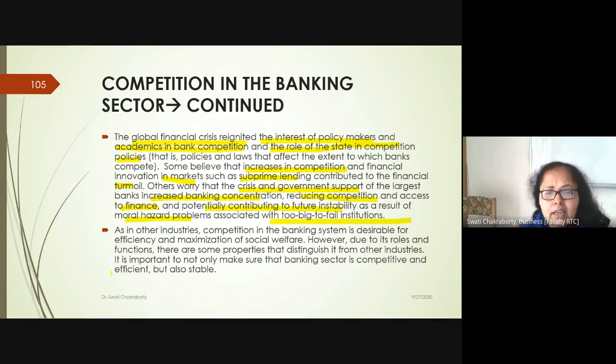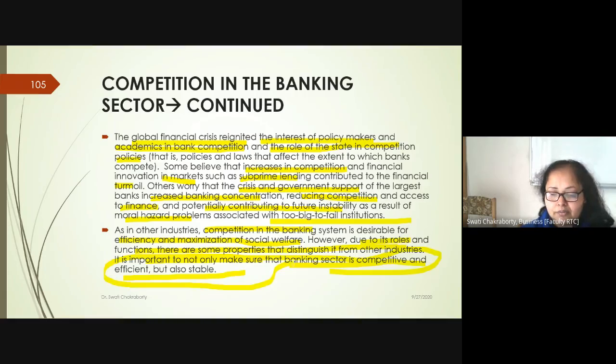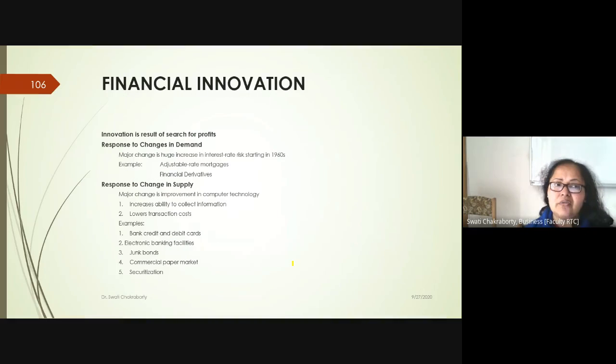So as in other industries, competition in the banking sector is desirable. It is needed also. Why? For efficiency and maximization of social welfare. But due to its roles and functions, there are some properties that distinguish it from other industries. So it's important to not only make sure that the banking sector is competitive and efficient, but also stable. Competitive and efficient is not enough. It should also be stable. If the banking sector fails, there will be an economic failure. An economic crunch will happen.